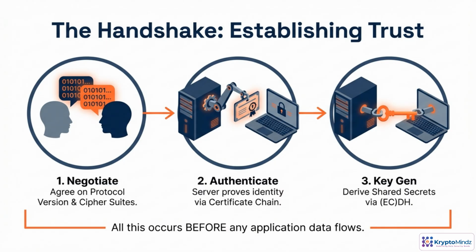Next, the server has to prove who it is. It sends its certificate chain, which the client validates against trusted certificate authorities. If that chain checks out, the client can be confident it's talking to the legitimate server, not an imposter in the middle.